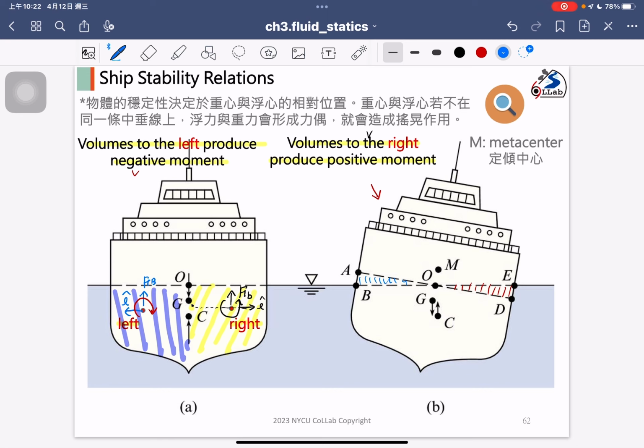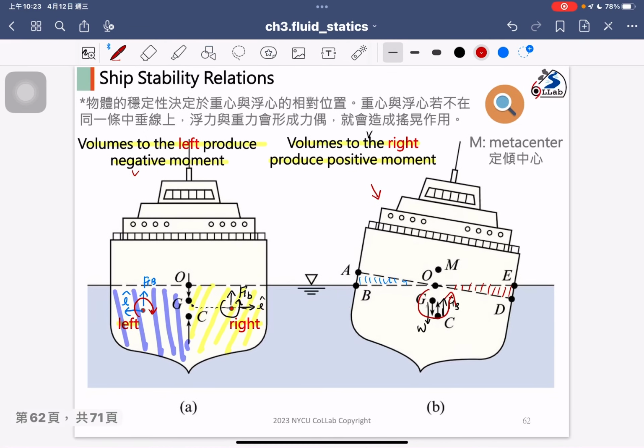But if you consider the regions in here, we have the upward buoyant force, and we still have the downward weight. So we have the counterclockwise rotation. And this rotation will move the ship back to the stable condition. Okay? So it is just the moment balance, and we have only one purpose: to get back to the stable condition.